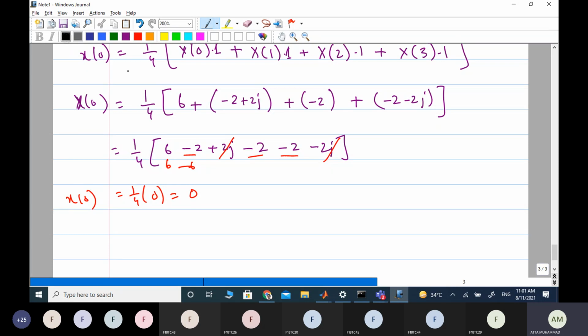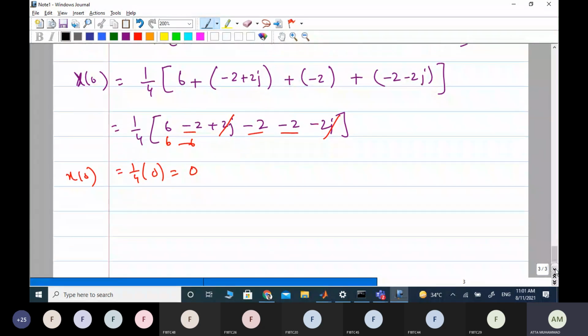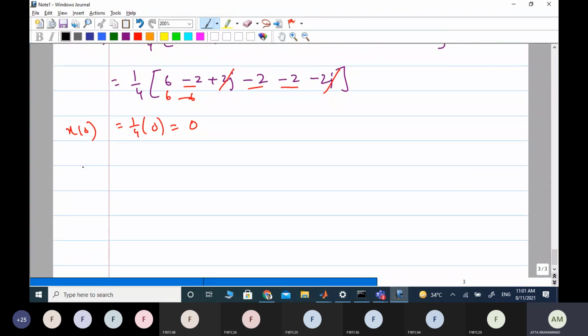Now let us calculate the second index. So now our x of 1 should be equal to 1 by 4, X of 0 times 1, plus X of 1, j power.